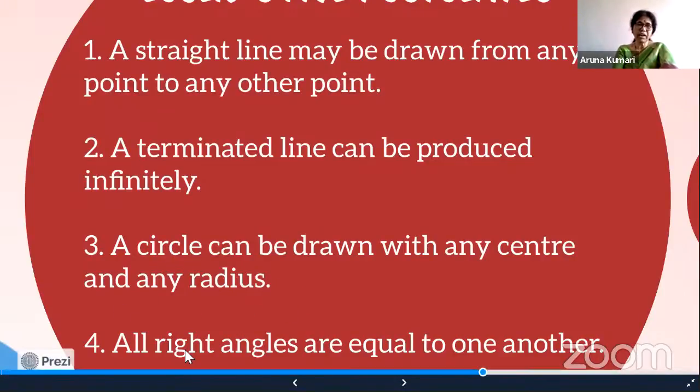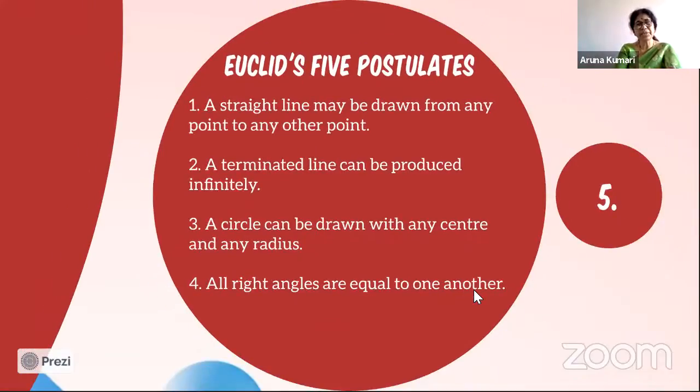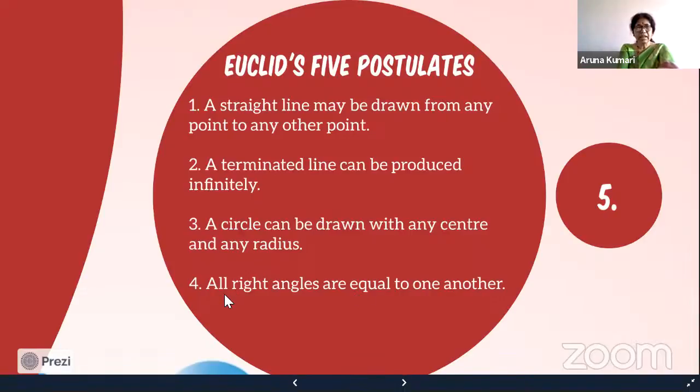Next, all right angles are equal to one another. See here, these are postulates. Postulates means accepted truth. All right angles are equal to one another. Yes, it is correct. Right angle means 90 degrees. 90 degrees is equal to 90 degrees.